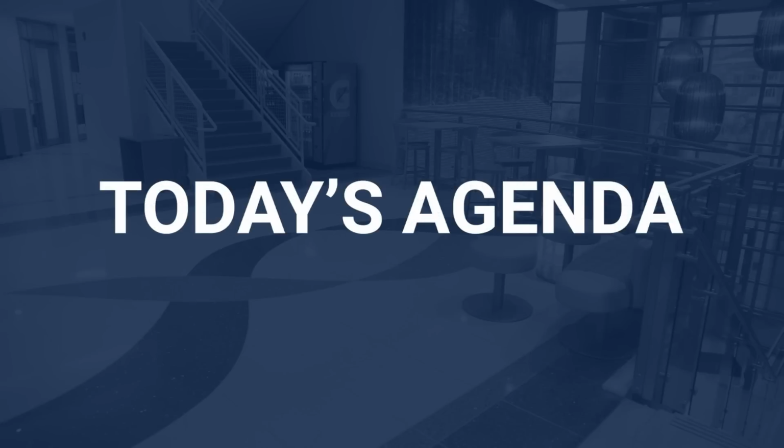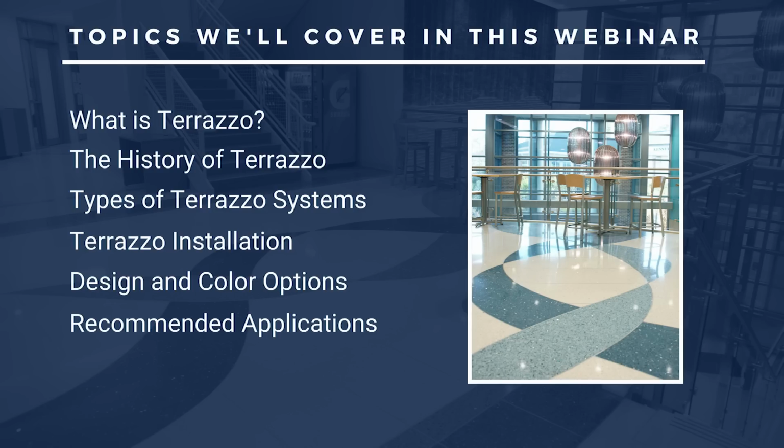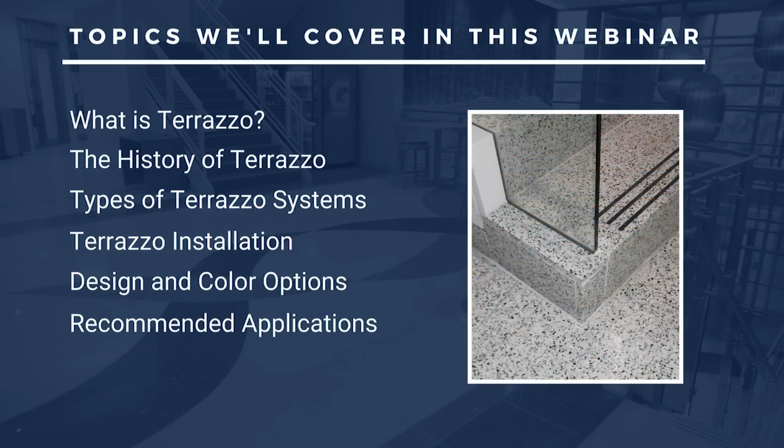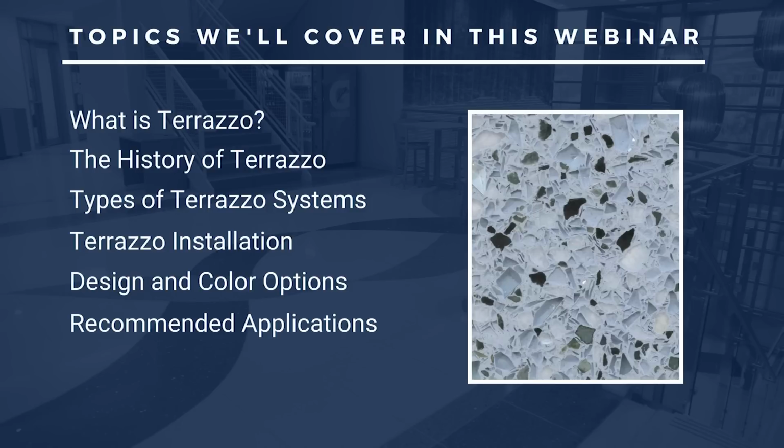Here are the topics we will cover in today's webinar. First, we will go over what terrazzo is. We'll also briefly go over the history of terrazzo. Next, we'll take a look at the different terrazzo systems, including the main differences between a cement and epoxy terrazzo system. This will then be followed by discussing how terrazzo floors are installed and highlight things to look out for. Soon after, we'll examine the various design and color options terrazzo brings to projects. Finally, we'll conclude with the different recommended applications of terrazzo and locations where you can find terrazzo today.